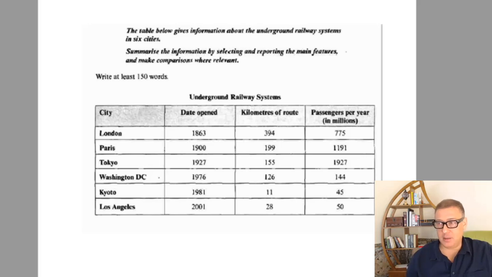So again, the first one I mentioned about London and the kilometers of route, and Tokyo and the number of passengers, that would be a bit better. But essentially what you're talking about is the main difference I mentioned. Overall, the older underground railway systems tend to be longer and have more passengers per year than newer systems. Now, in our details paragraph, again, we're going to go into specific details about London, Paris, and Tokyo in one, and Washington, D.C., Kyoto, and Los Angeles in another. So that's how we would deal with a question like this, which doesn't deal at all with differences in time.